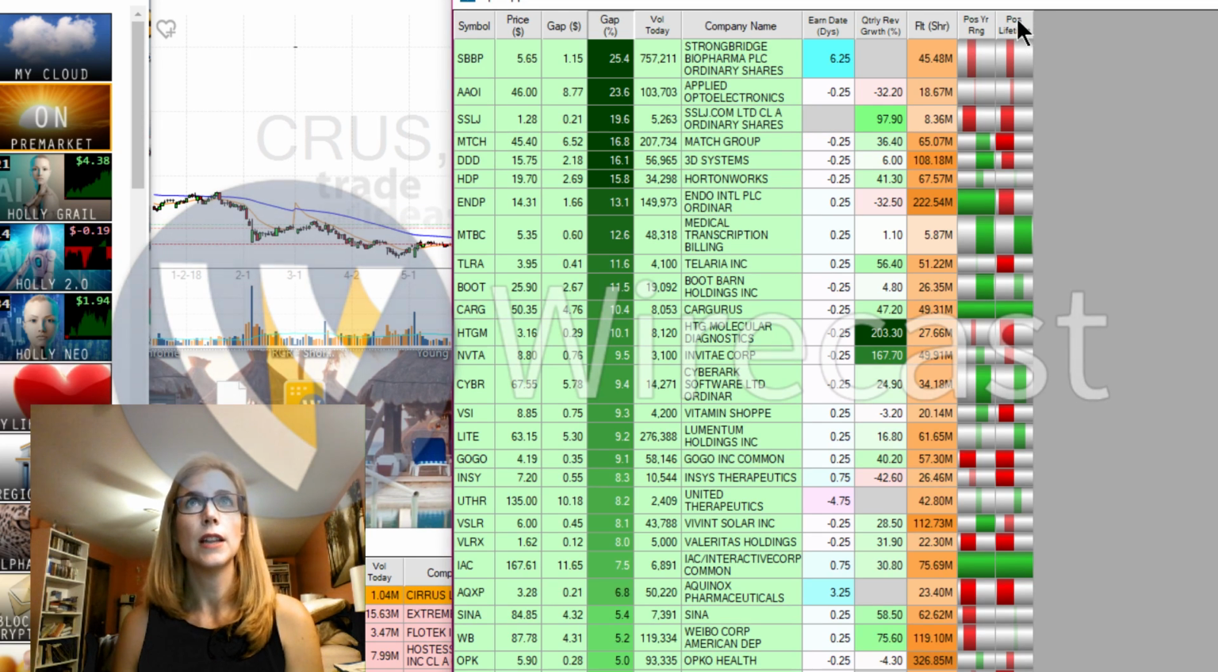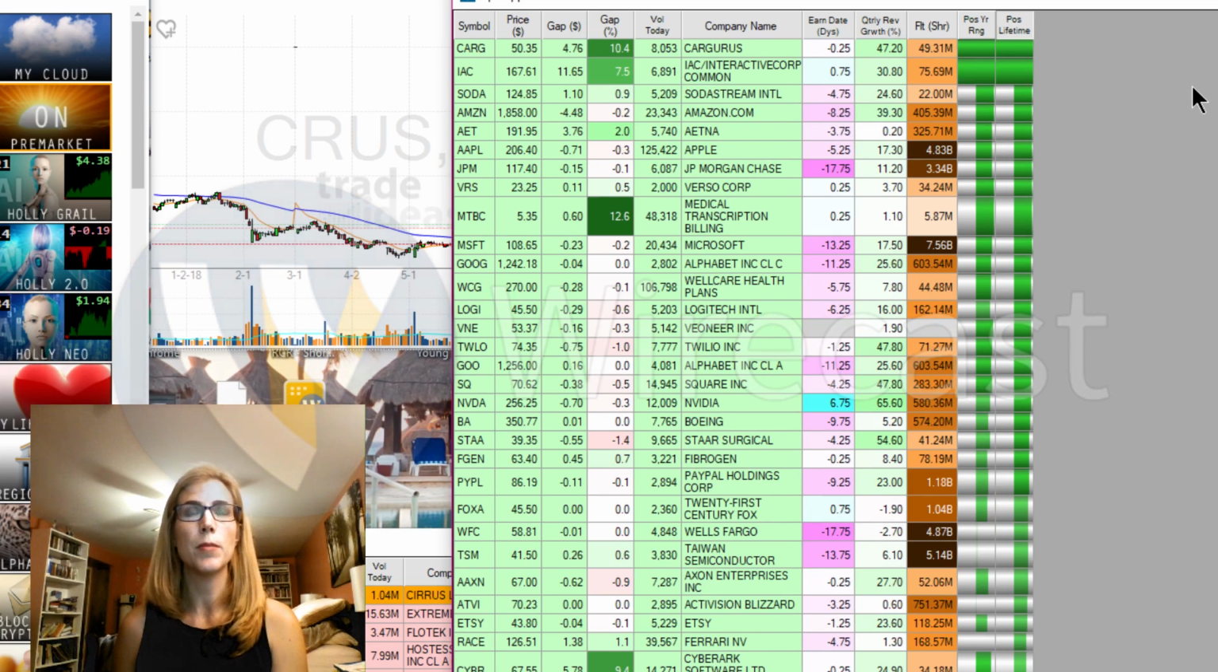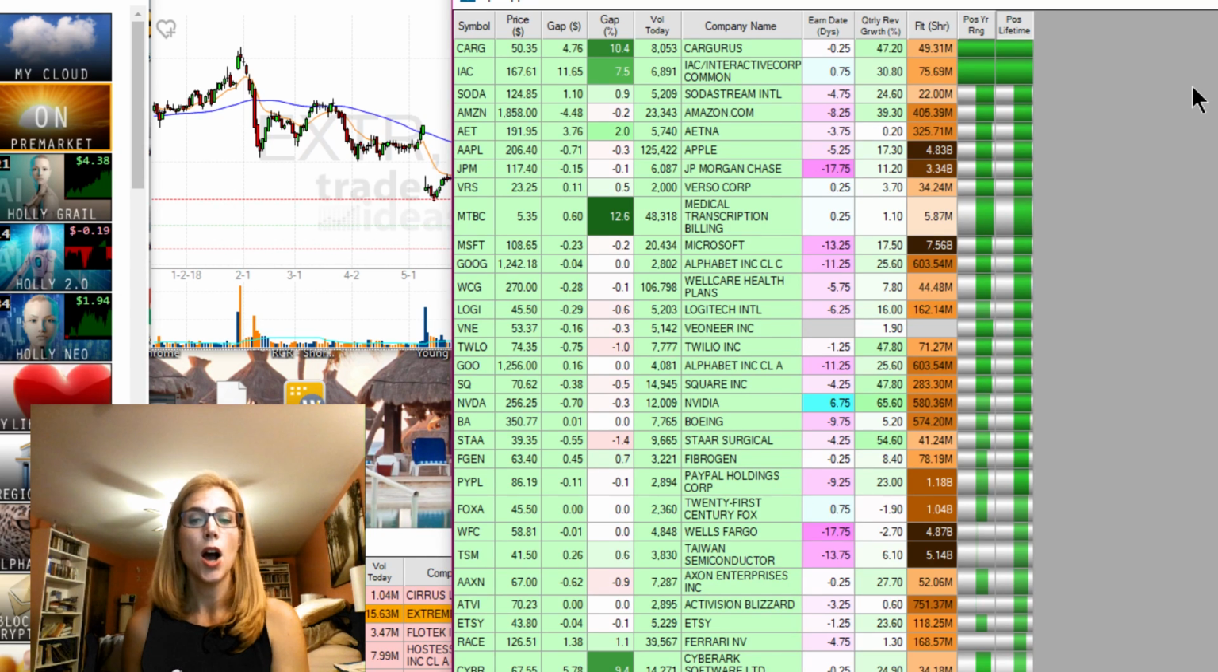So what I like to do is I like to go ahead and sort it by position in lifetime range. Many times you're going to find that the stocks that are breaking out are going to continue that breakout, usually for at least 1 day, sometimes 3 days. So you can see we have CARG here.